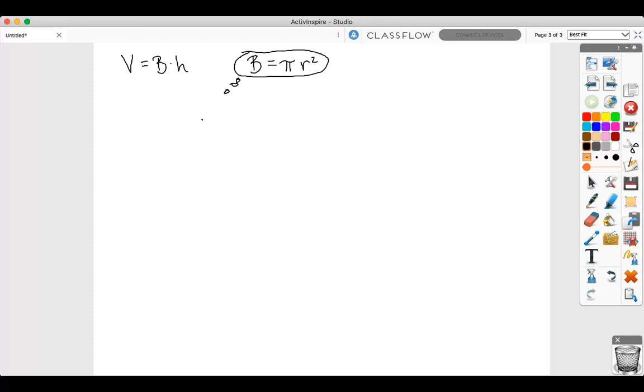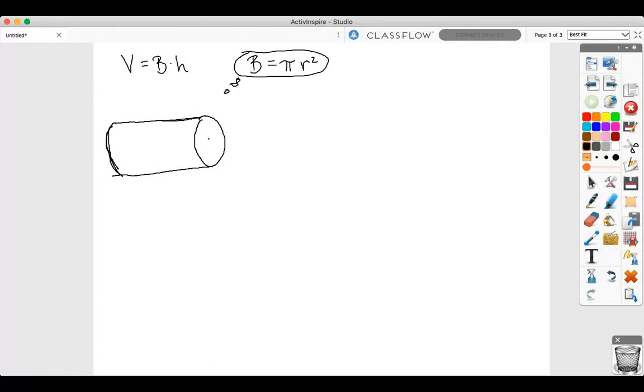This time I'm going to turn the cylinder sideways. So here we're going to turn the cylinder sideways, and we're going to calculate its volume. Okay, because cylinders aren't always straight up and down. Sometimes they're laying flat.